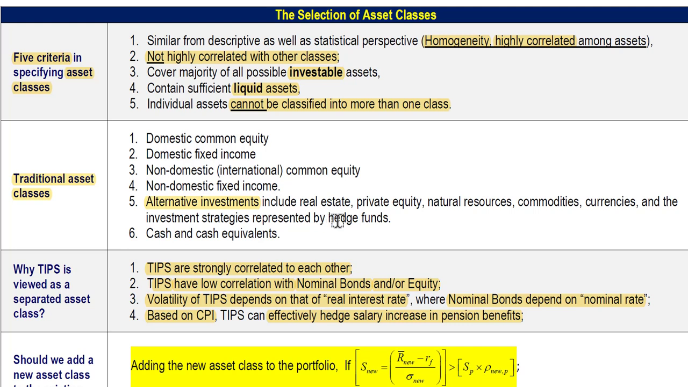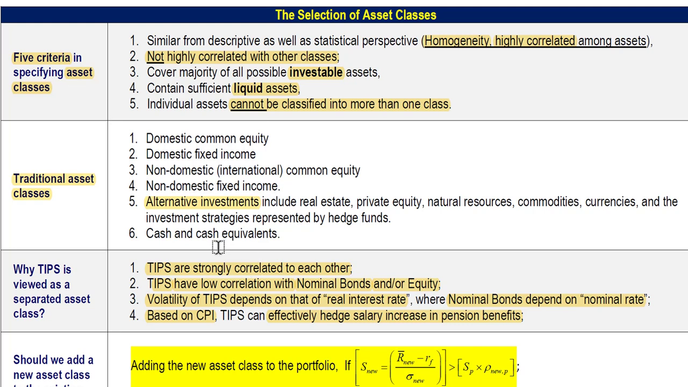But remember, if you're using alternative investments as different asset classes, make sure that they satisfy these five criteria. This usually appears in the exam. It is definitely not just asking you to memorize. They probably give you a question, say, is a commodity a good asset class for diversification? You have to judge whether that class is subject to these five basic criteria.